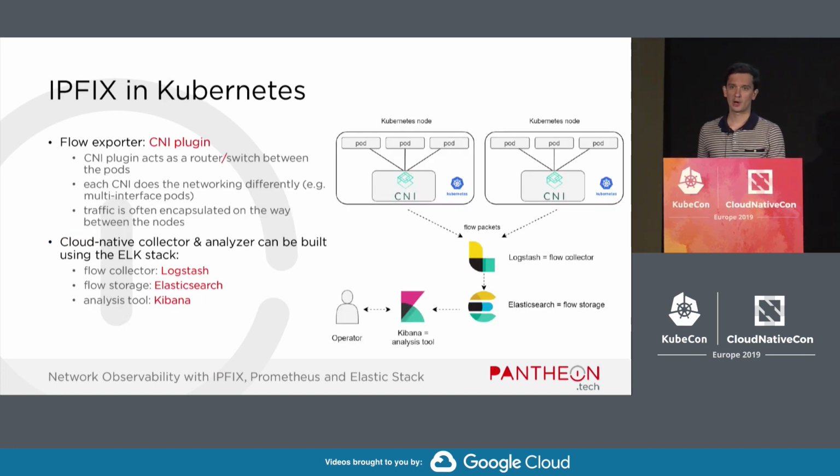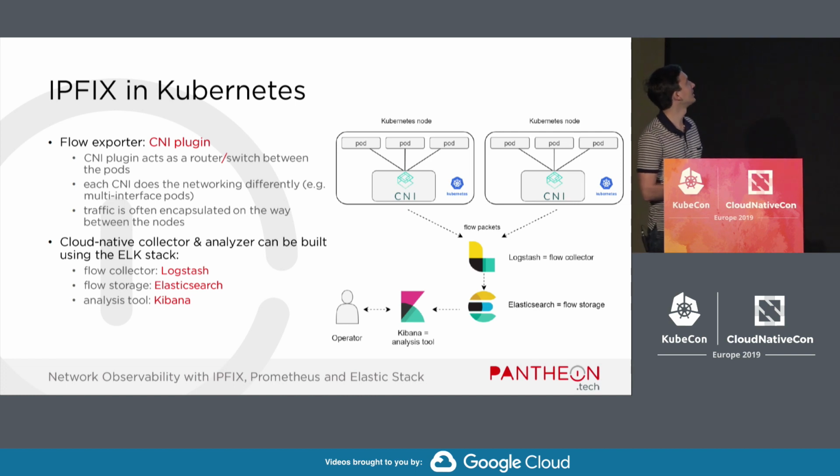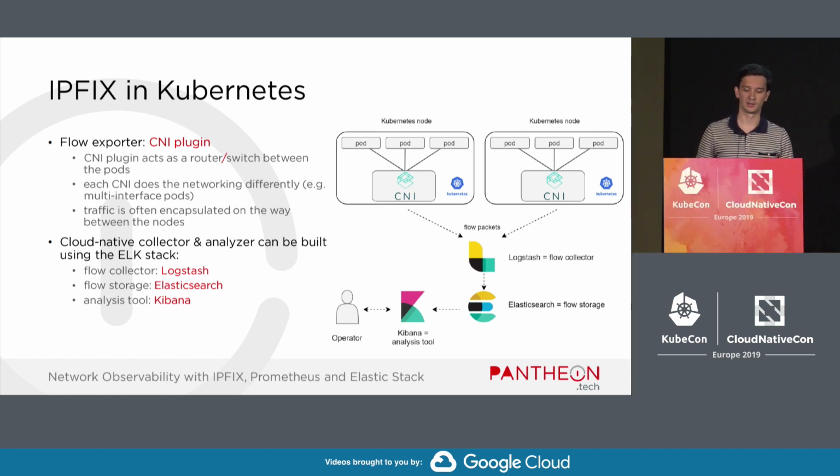Okay, so how can we use the same principles in Kubernetes? Well, in Kubernetes, what is actually a router or switch in the deployment is a CNI plugin. It pretty much either switches or routes the packets between the pods on the same node or between the nodes. So the CNI plugin can provide this data.